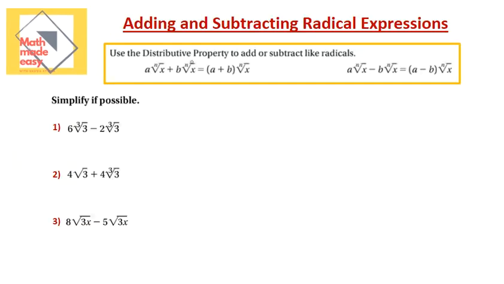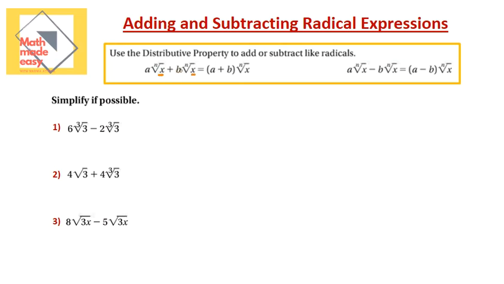Now, before we go through the examples, let's read the rule we have here. The rule says we use the distributive property to add and subtract like radicals. We have a nth root of x plus b nth root of x. Now take care that for us to add or subtract, we'd have to have the same index, the n here, and we have to have the same radicand. Like this is x, this is also x.